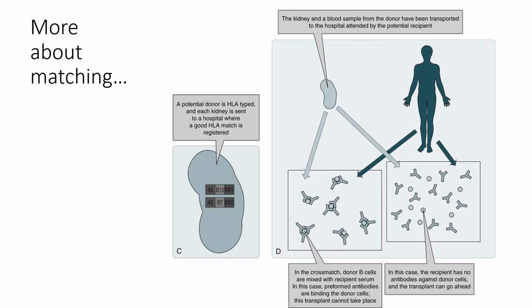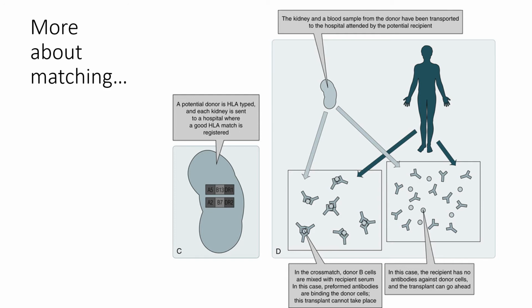Okay. All right, so let's talk about matching. So potential donor is HLA typed, right? So we're looking at a kidney right here because that is the most common one. And it's sent to a hospital where a good HLA match is registered, right? So they need to have the kidney and a blood sample from the donor go to the facility. And the reason why is they want to cross match the donor's blood with the recipient's blood. And they'll do this outside of the body. And they want to make sure that there's no immune reaction.